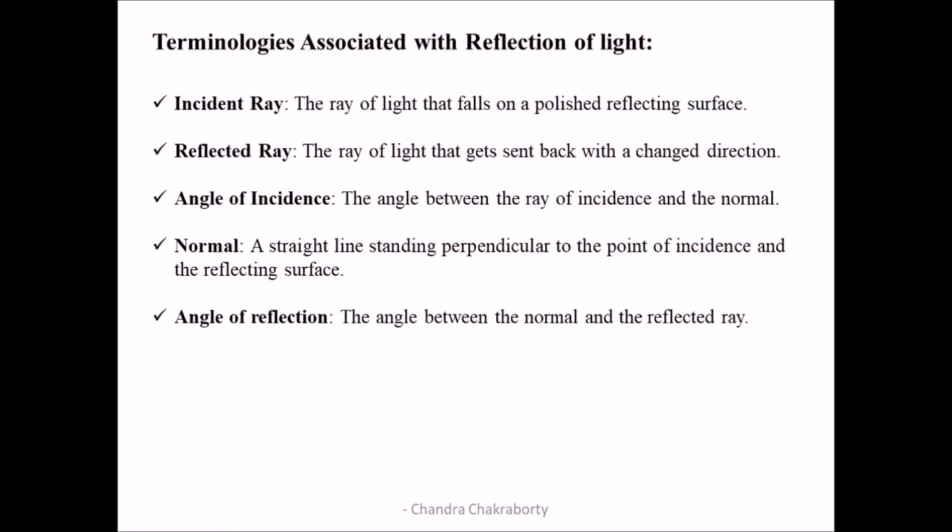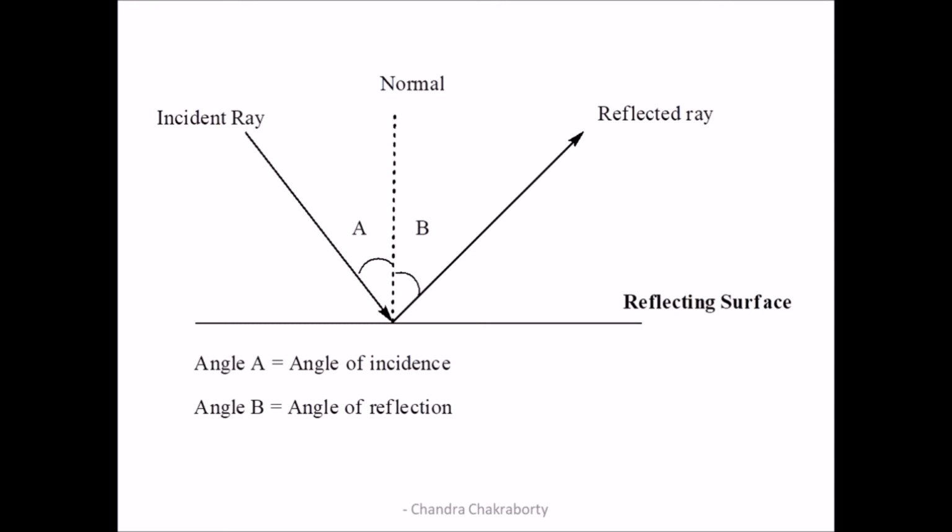Angle of reflection. The angle between the normal and the reflected ray is called angle of reflection. In this picture, you can see angle B represents the angle between normal and the reflected ray. Angle B is called angle of reflection.